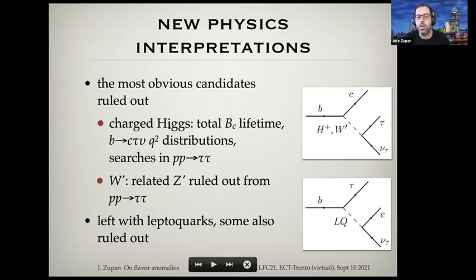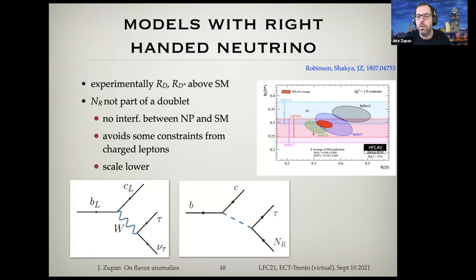These are excluded. The charged Higgs violates many different observables. The W prime is also ruled out by the fact that there should also be a Z prime, seen in pp to tau tau, a related high-pT search. So more or less we're just left with the leptoquarks. Some of these are also ruled out.